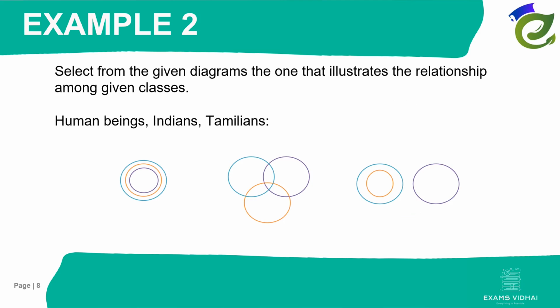We move on to the next question. Human beings, Indians, Tamilians. Again, we consider the set of human beings. And we know that all Indians are human beings. And so Indians is a subset of the set of human beings. Similarly, the set of Tamilians is again a subset of the set of Indians. Hence, the first Venn diagram correctly represents this class.